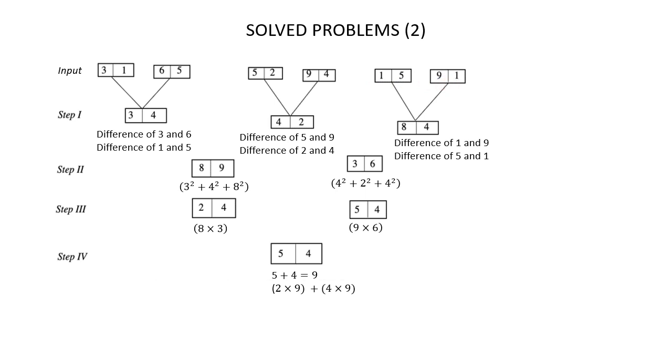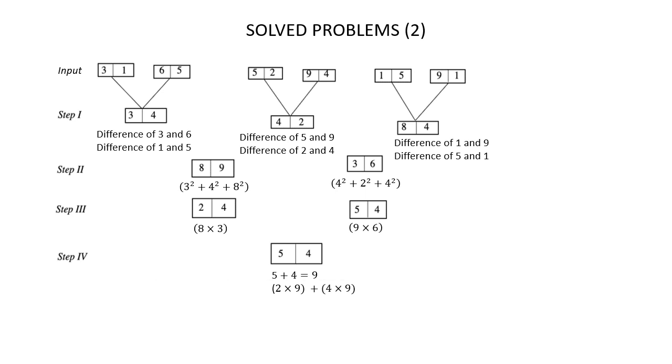Now when you observe the input and step 1, you will see that the difference of the first digits of the first two numbers gives the first digit of the first number of step 1, and the difference of the second digits of the first and second input numbers gives the second digit of the first number of step 1. This means 6 minus 3 is 3 and 5 minus 1 is 4. So 34 is the first number in step 1.